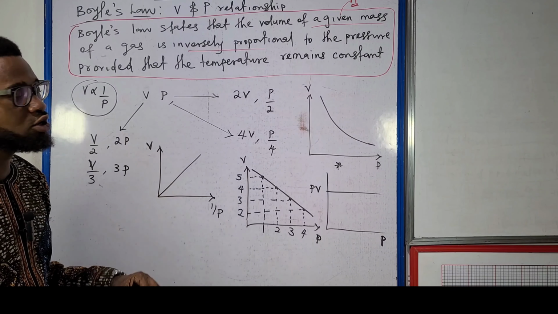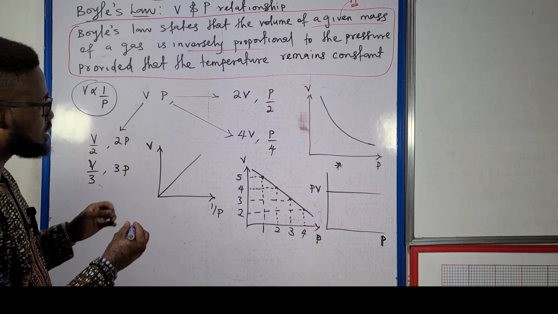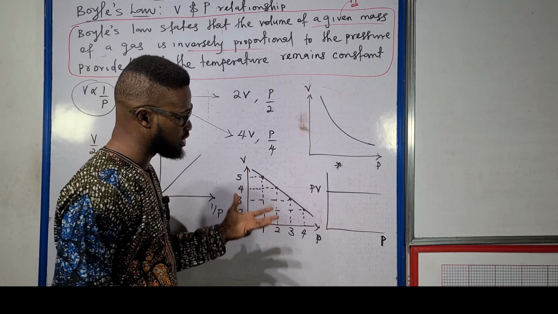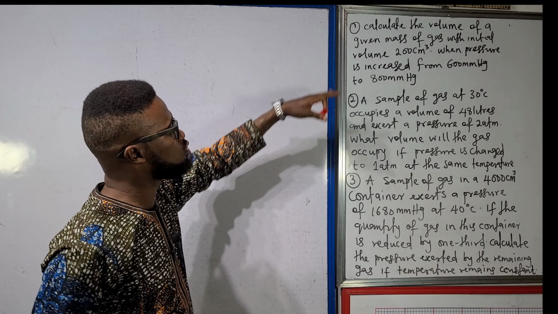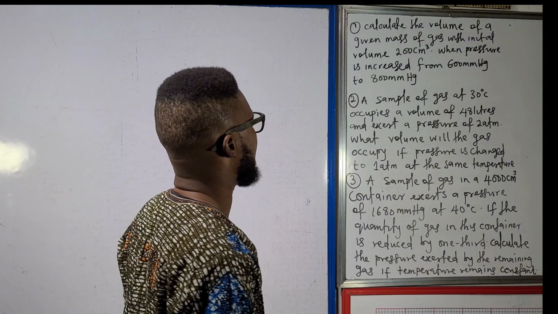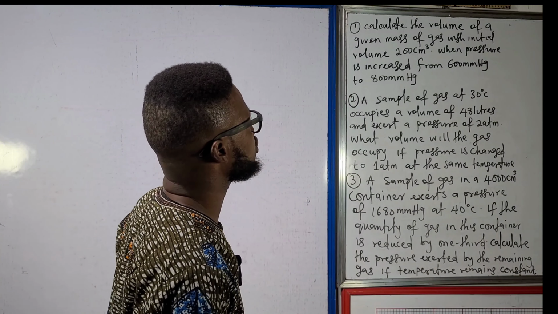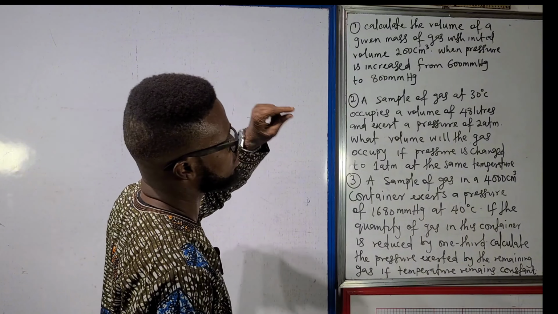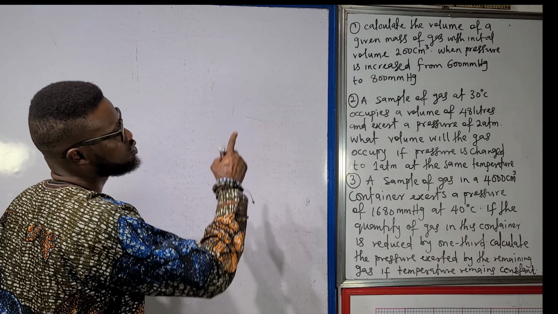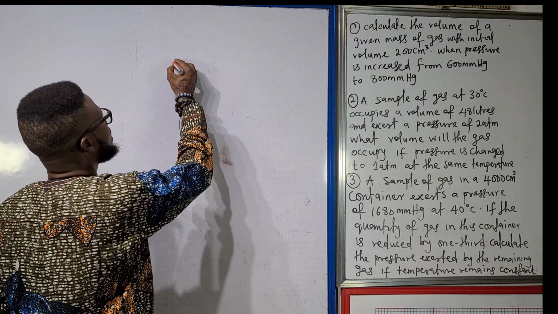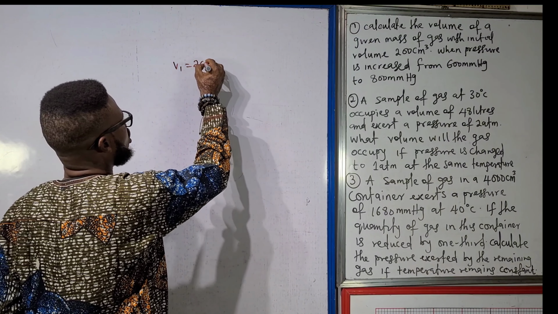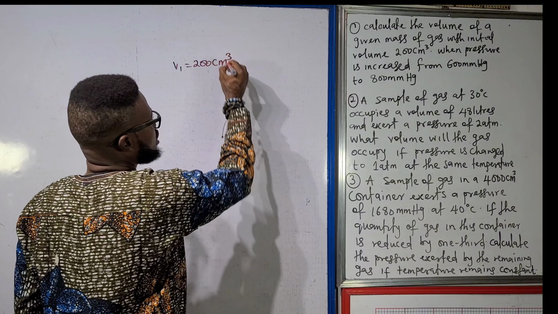So the next thing we're going to look at is calculations that relate to Boyle's law. Moving on, let's look at some calculations that have to do with Boyle's law. The first one says that the volume of a given mass of gas with initial volume 200 cm cube. So it means here that V1 equals 200 cm cube.